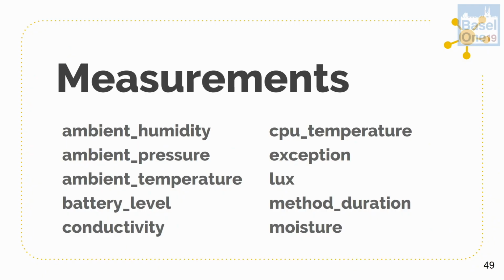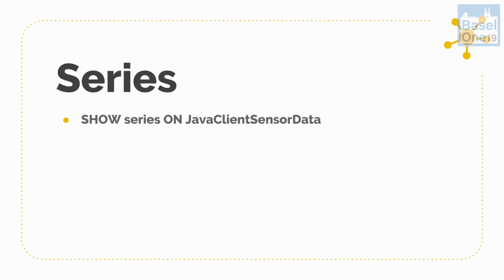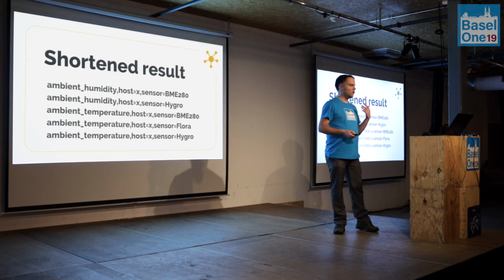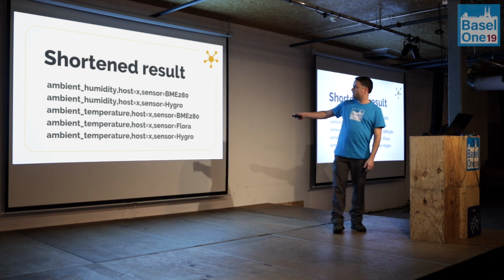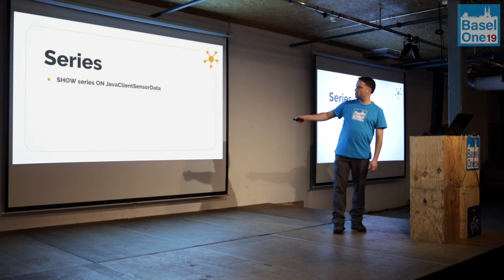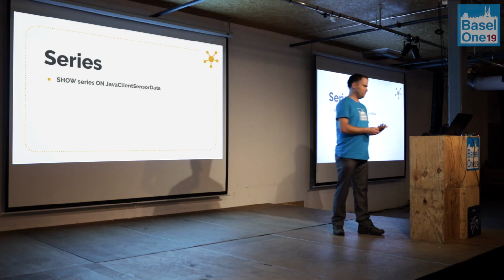With show measurements, I can see what kind of things are measured. In my case, I measure things like ambient pressure, ambient temperature, battery levels, etc. So these are the different kinds of things that I store in a database. I can also say show series, and show series makes a combination. For instance, for the ambient humidity, I have two different sensors that measure the ambient humidity. So the series show all the different combinations I can make from my measurements.